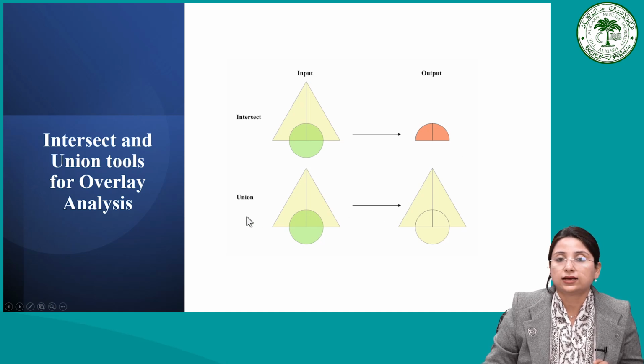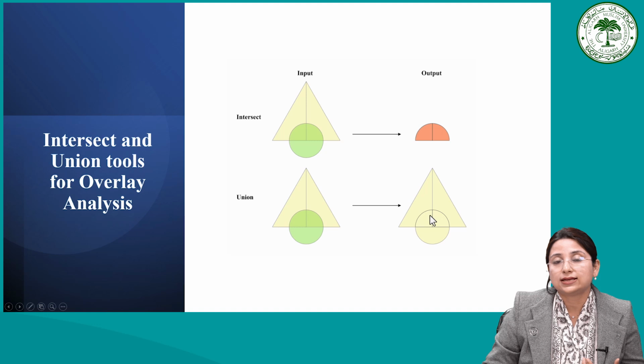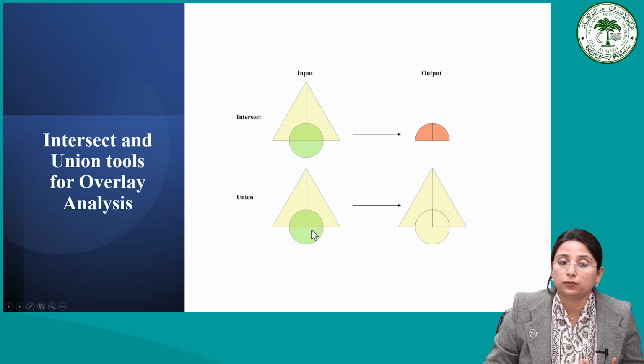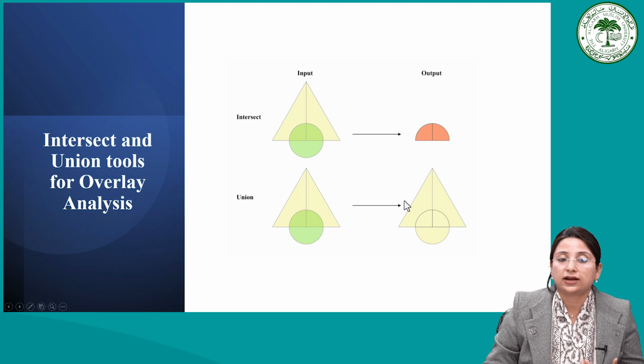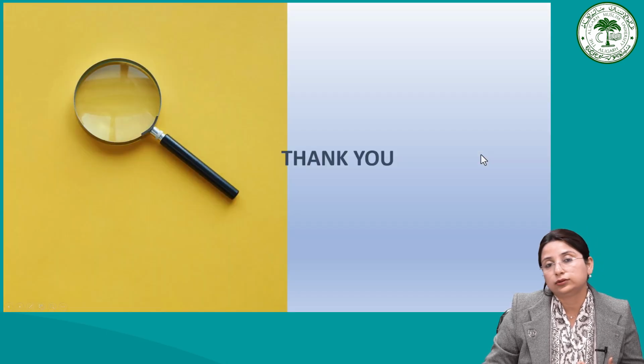In another, we can see here the union. What does the union tool do here? We have taken one input layer, the triangle, and another input layer, the circle. It has merged both input layers, and it has retained the geometry of both layers, plus the attributes of both layers. So the output will be in this form. We have combined and united here, and thus this is how it works.